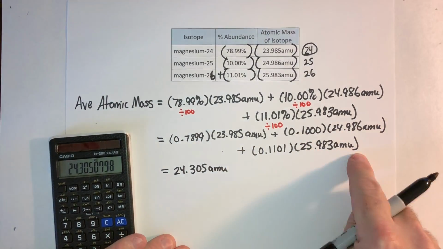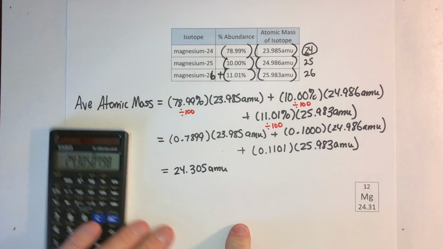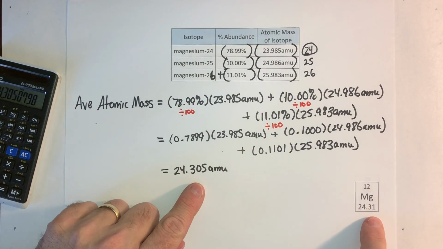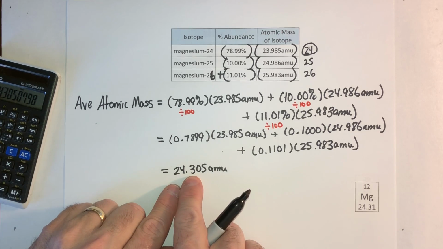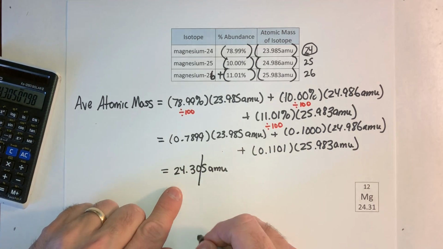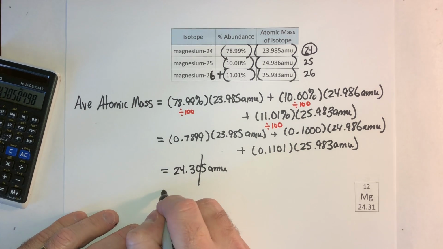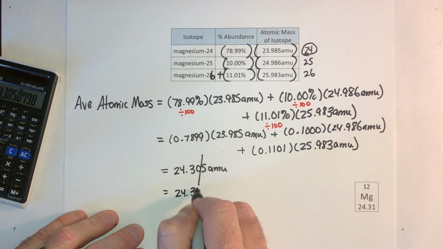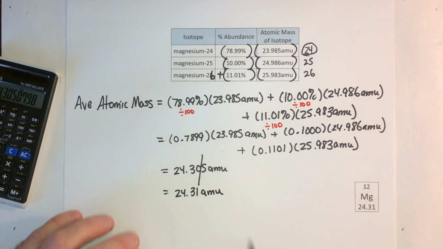If they all started as atomic mass units, they end up as an atomic mass unit. And you can see my periodic table just rounded it off to 2 decimal places, right? If you round it off, the 5 makes it round up. That's why my periodic table had 24.31 atomic mass units.